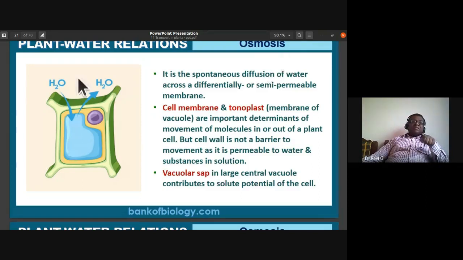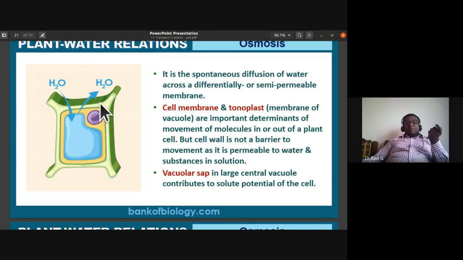Like here we have the cell membrane and the tonoplast. Tonoplast is the outermost membrane of the vacuole. They are important. These two membranes, the cell membrane and the tonoplast, are important determinants of movement of molecules in or out of a plant. Two of them decide which molecules have to enter and which have to exit. One is the cell membrane, another is the tonoplast, the outermost membrane of the vacuole.